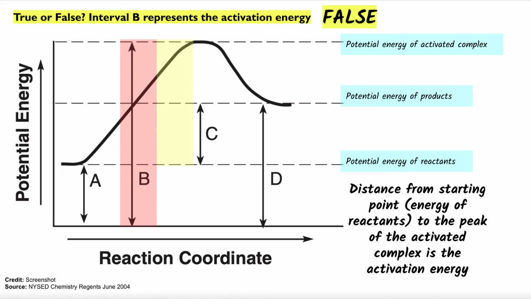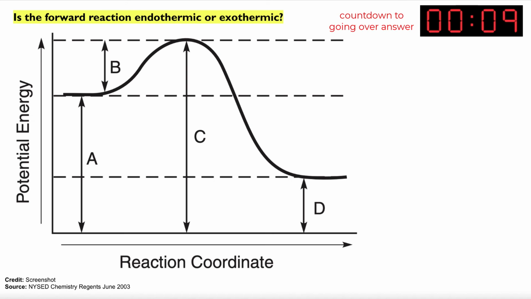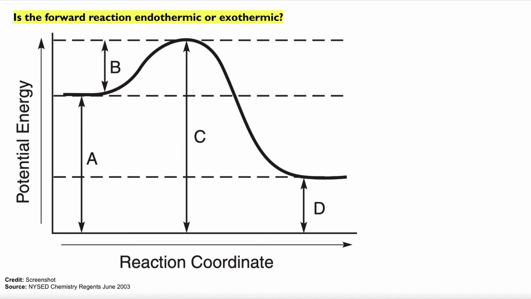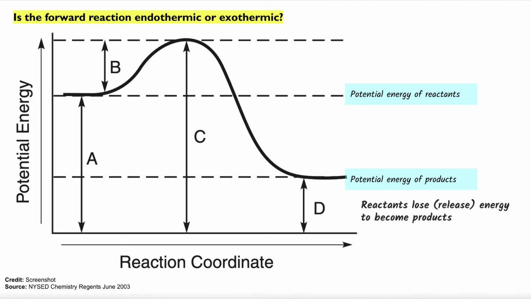Let's try another one. Is this forward reaction endothermic or exothermic? Hopefully, you notice the potential energy of the reactants is this middle line here. The potential energy of the products is this bottom line, meaning that reactants are losing or releasing energy to become products. So this is an exothermic reaction.